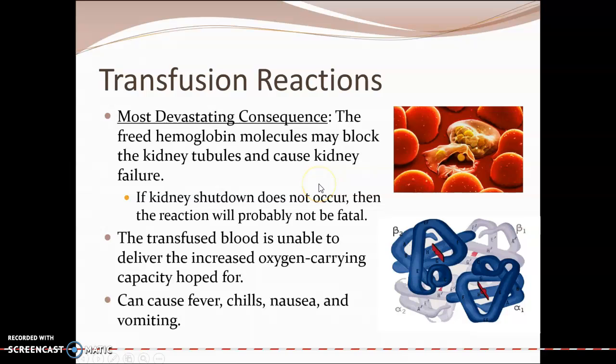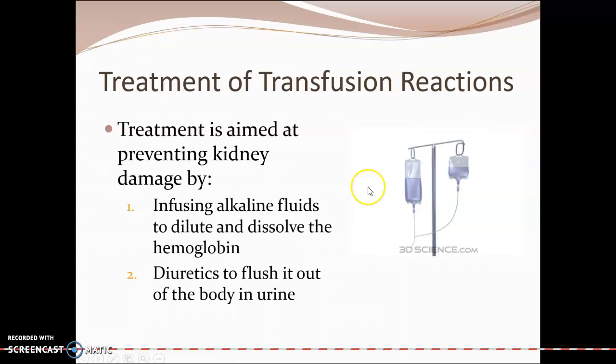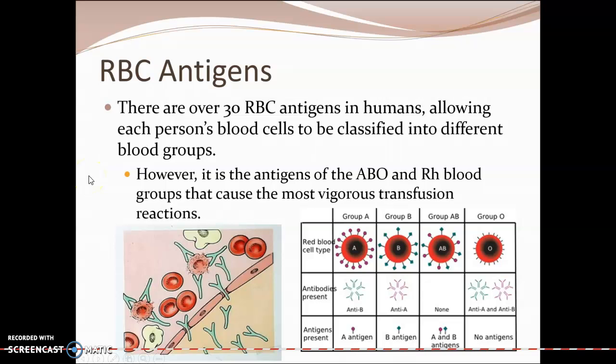But the most devastating consequence of getting the wrong type of blood is that the hemoglobin molecule starts to break down and the kidneys start to fail. And that's the biggest problem, kidney failure when you get that wrong type of transfusion. So there are some symptoms that you'll see, and you can do some things to counteract it and treat it. The main treatments are infusing alkaline fluids, which is like an IV, to flush the system, and also diuretics. Diuretics are something that gets the fluid out of your body, so it flushes your system and helps your body release the bad transfusion through the urine too. So you can do something about it, but definitely you want to avoid that as much as possible.